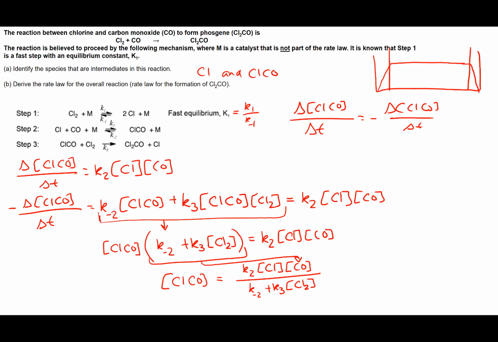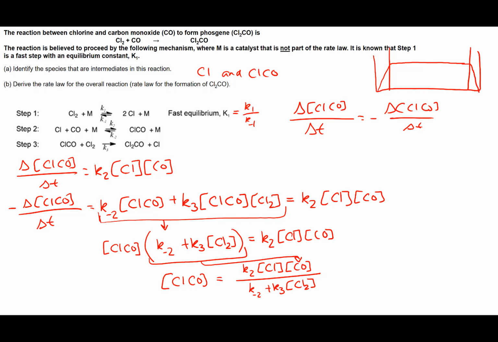And so that's what we get right there in this specific case. So now that we have all of this set up, we have essentially the concentration of ClCO. The next thing that we have is K2 times the concentration of Cl times the concentration of CO over K minus 2 plus K3 times the concentration of Cl2. Now, Cl is an intermediate as well, and so it's not something that's observable. And so what we want to do is pull that out.